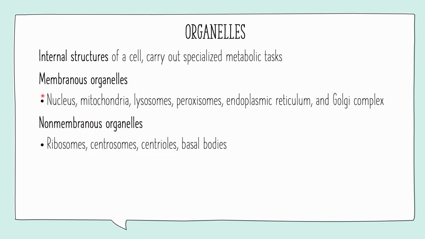The nucleus, mitochondria, lysosomes, peroxisomes, endoplasmic reticulum, and the Golgi complex have a membrane. The ones that don't have a membrane are ribosomes, centrosomes, centrioles, and basal bodies.